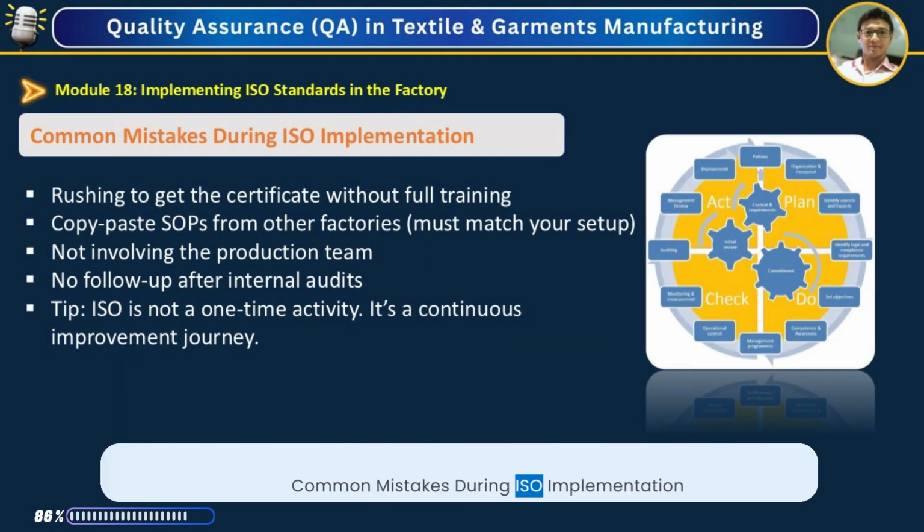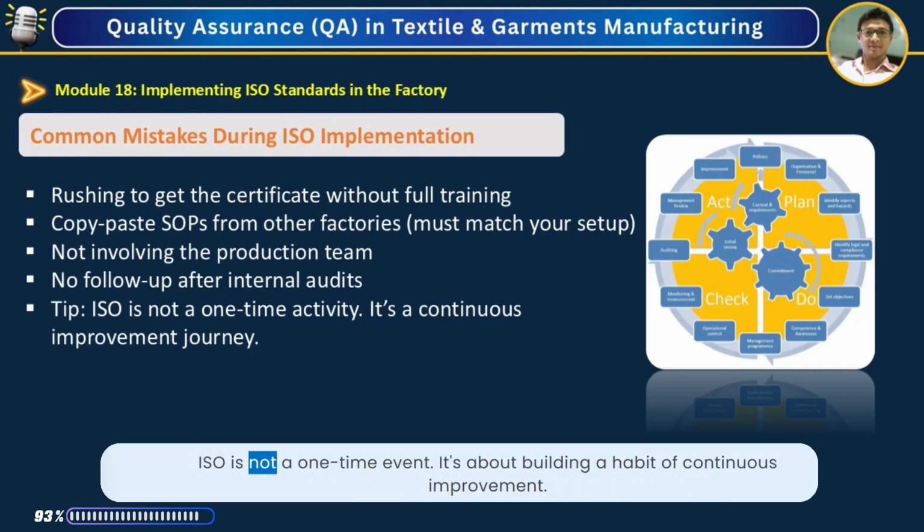Common mistakes during ISO implementation. Let's talk about what not to do during ISO implementation. Don't rush certification, train your team first. Don't copy SOPs from others, customize them to your factory. Don't exclude the production team, everyone must be involved. Don't ignore audit findings, follow up and close the loop. And remember, ISO is not a one-time event. It's about building a habit of continuous improvement.